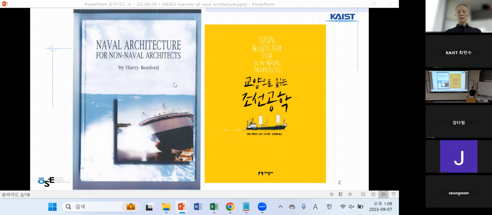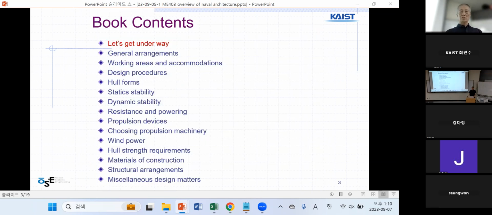And the right-hand side is the Korean translation. And this is just an overview.